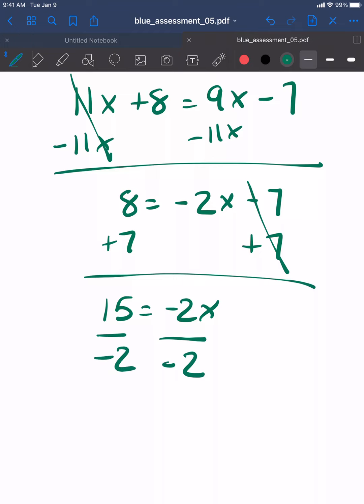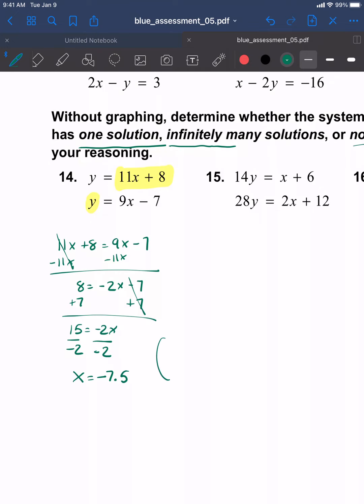Yeah, this one will probably be into a half, right? So what plus what would get you 15? 7 and 7 is 14. 7.5 plus 7.5 would be 15. So that means 15 divided by 2 is 7.5. But it's 15 divided by negative 2. Negative 7.5. Now, in my ordered pair, who did I just find? My x.